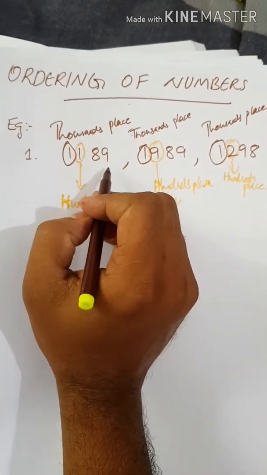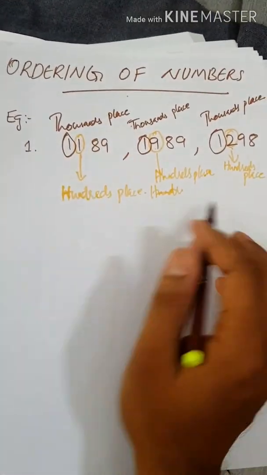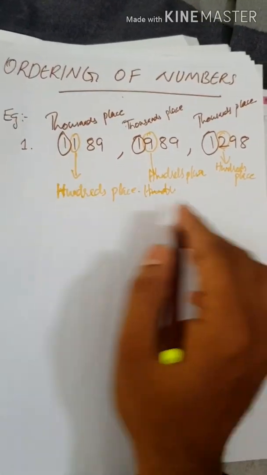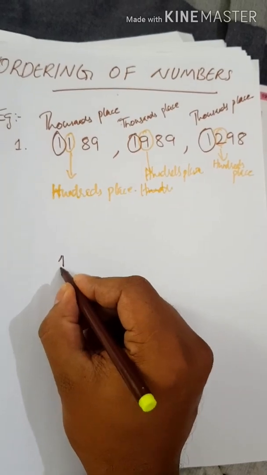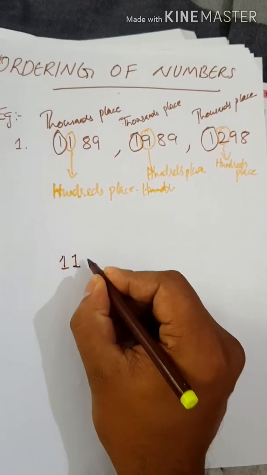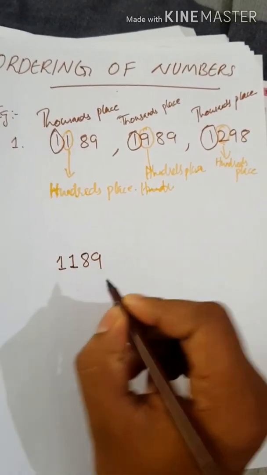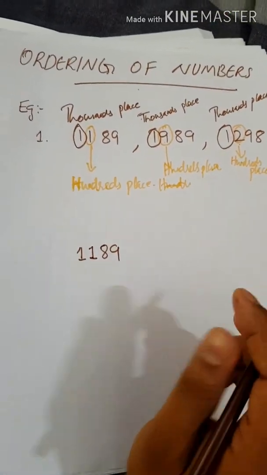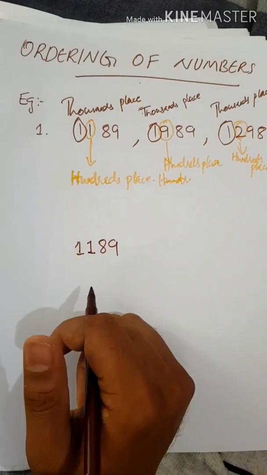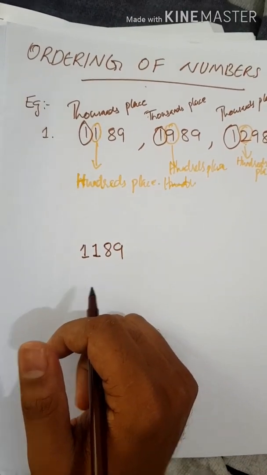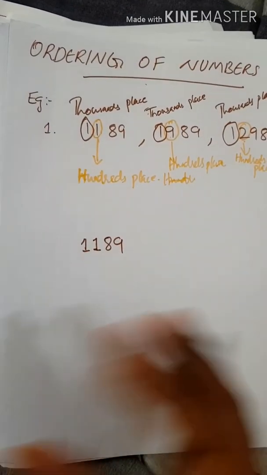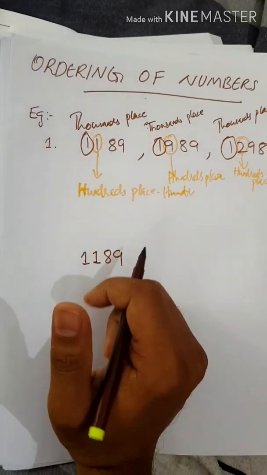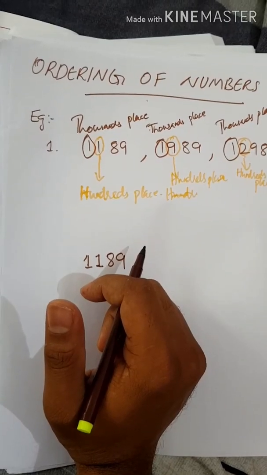This number is the smallest number. So we will order first the number that has the smallest digit in the hundreds place. Which number is there? 1189. This number is first. What is ascending order? Ascending order means chota se bada. Understood? Smallest to the largest number. We are ordering from the smallest to the largest number. For that we call it ascending order. Understood?